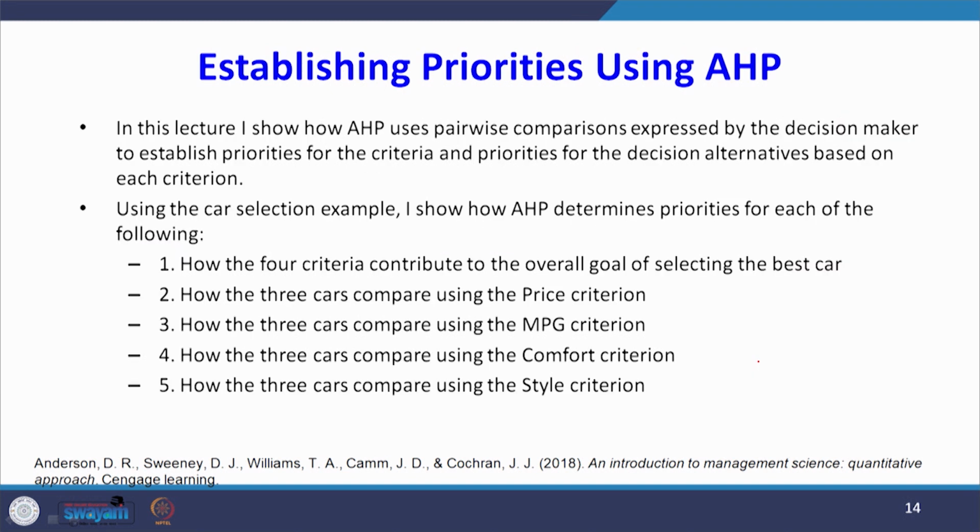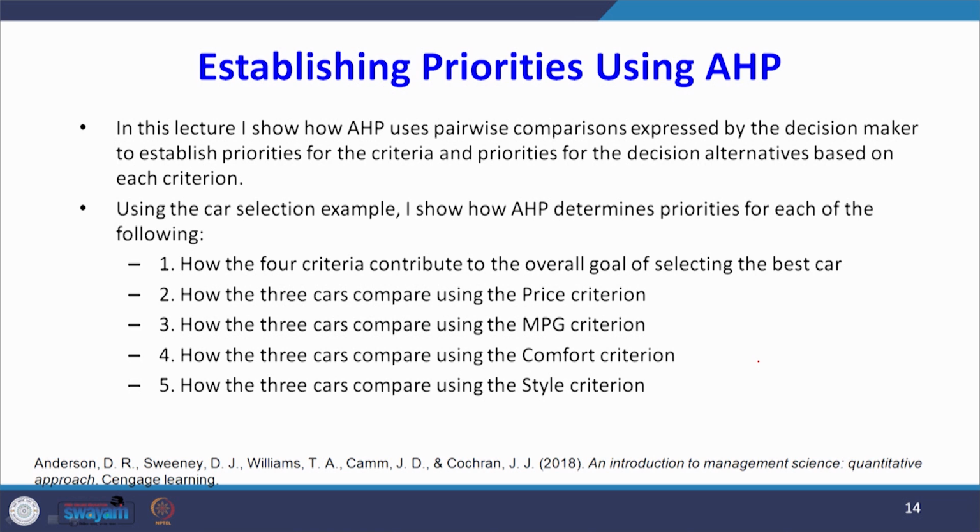Now, we are going to establish priorities using AHP. In this lecture, I will show how AHP uses pairwise comparison expressed by the decision makers to establish priorities for the criteria and priorities for decision alternatives based on each criterion. So, everywhere we are going to do pairwise comparison. We are going to do pairwise comparison among the criteria, and with respect to each criterion we are going to do pairwise comparison for each alternative.